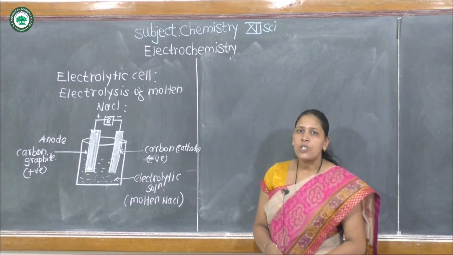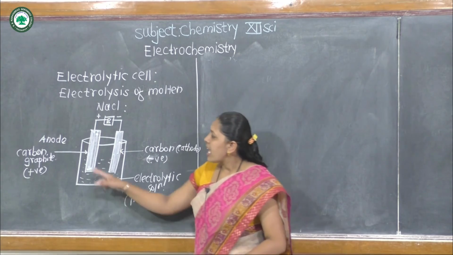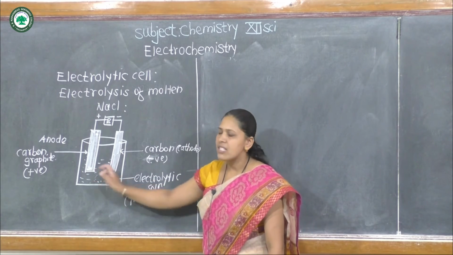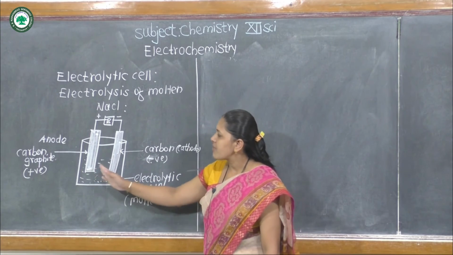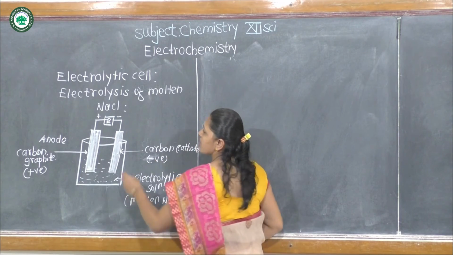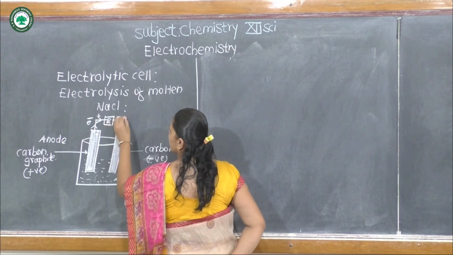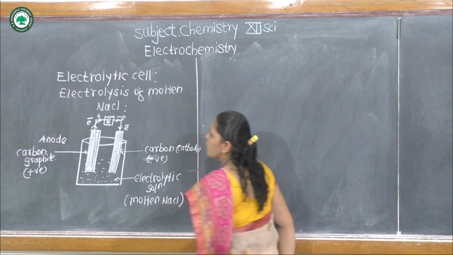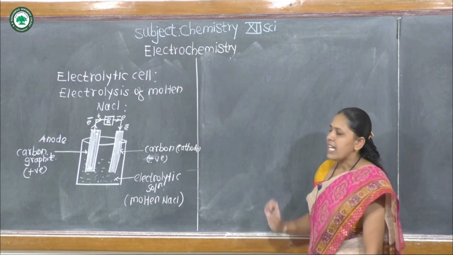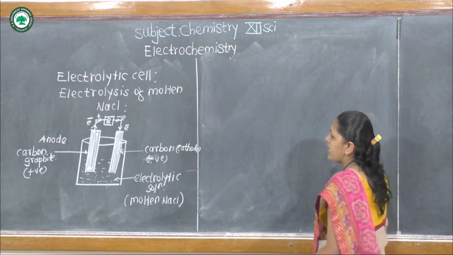Here the flow of electrons is from anode to cathode, because at the anode an oxidation reaction takes place. That means electrons are lost by a species and are carried from the anode through the battery towards the cathode. Therefore, this is the flow of electrons from anode to cathode. This is the diagrammatic presentation of electrolysis of molten NaCl.